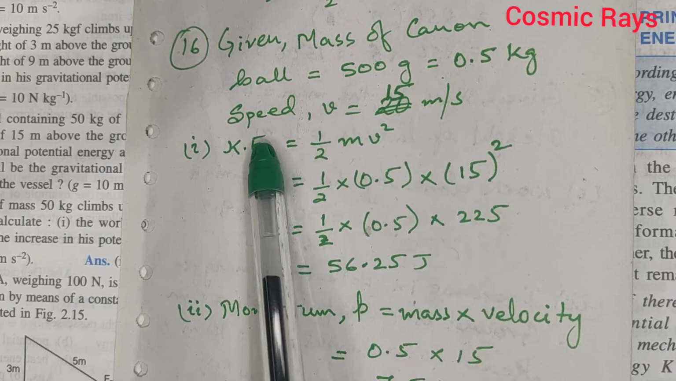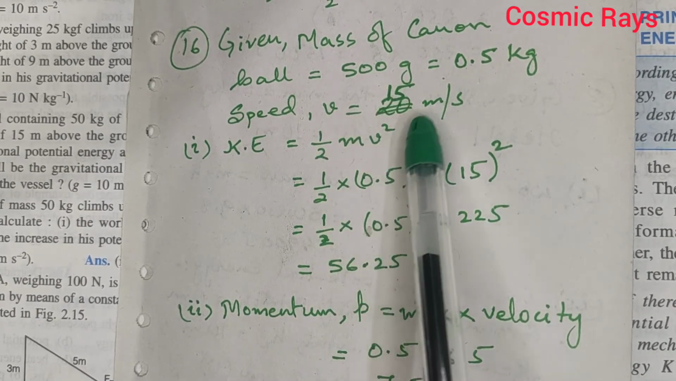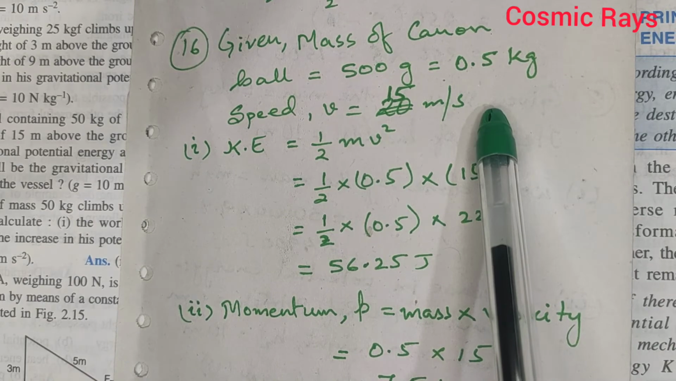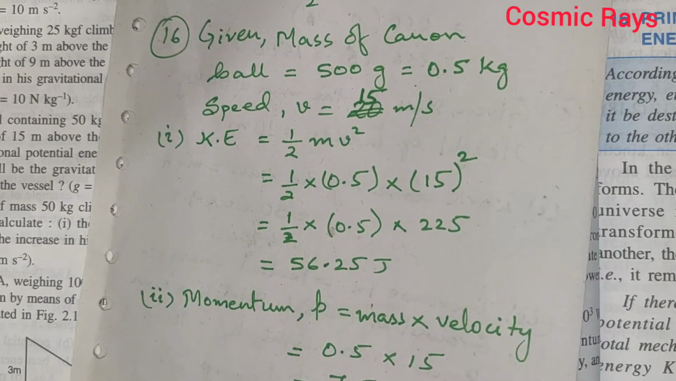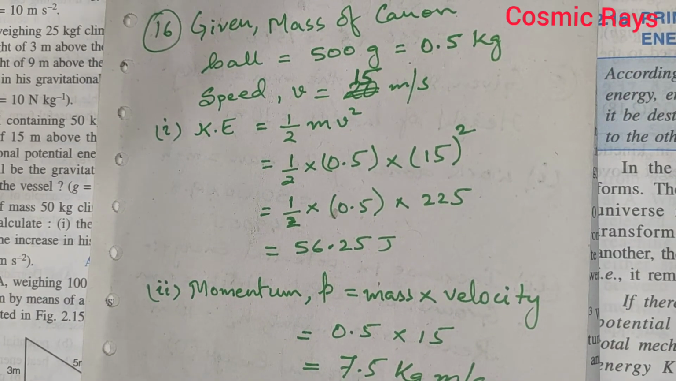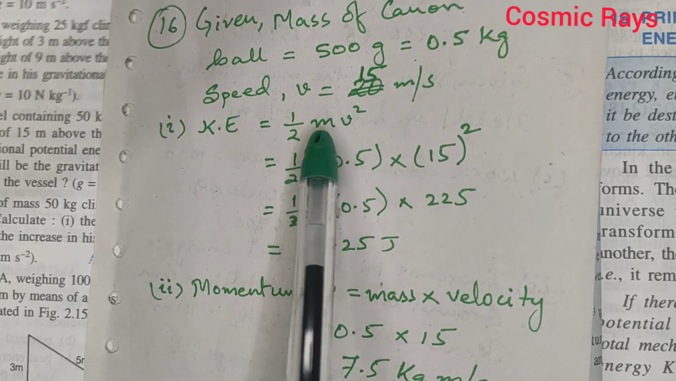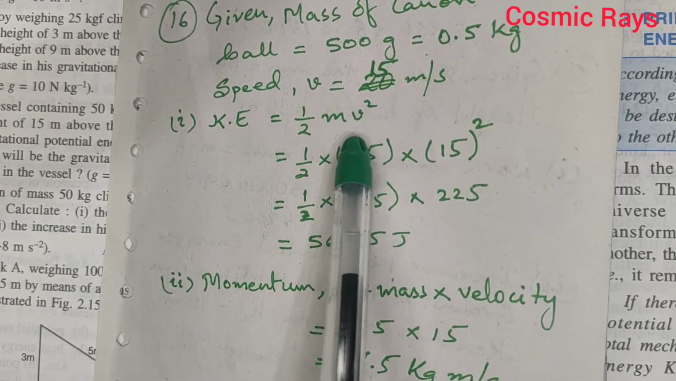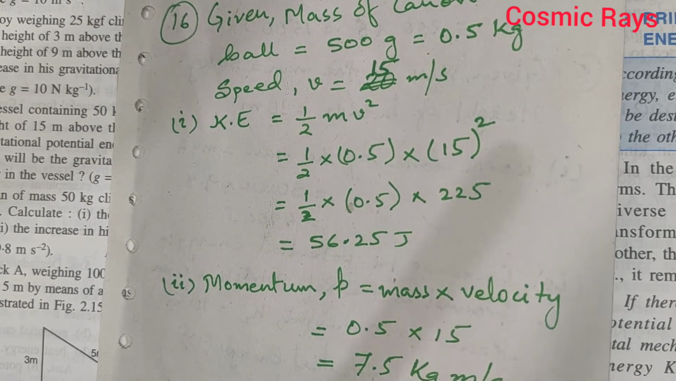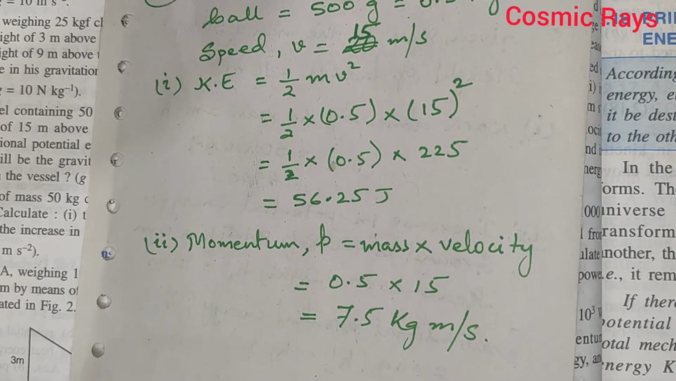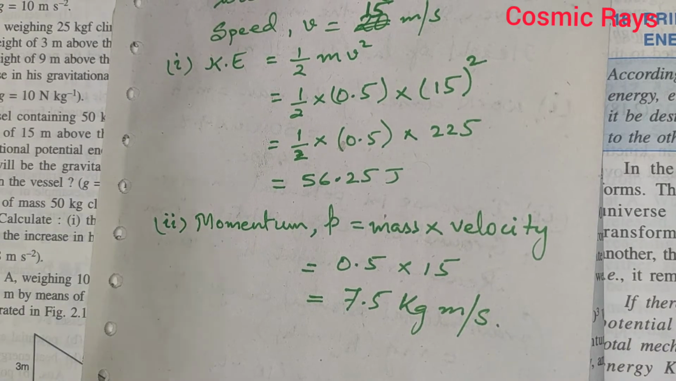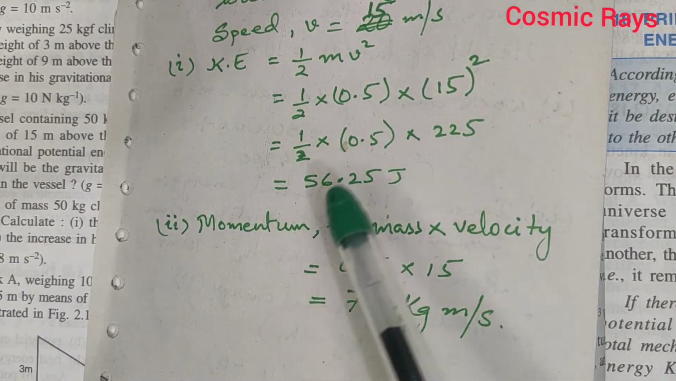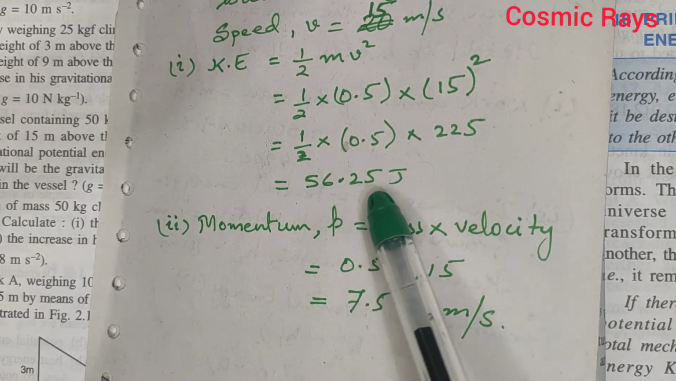Now the speed v is equal to 15 meter per second, that is given in the question. The first part of the question says we have to calculate the kinetic energy. So kinetic energy is equal to half mv square. So half, mass is 0.5, multiplied by velocity square, that is 15 square. You can check the calculation after putting the values, and you get the answer as 56.25 joules.